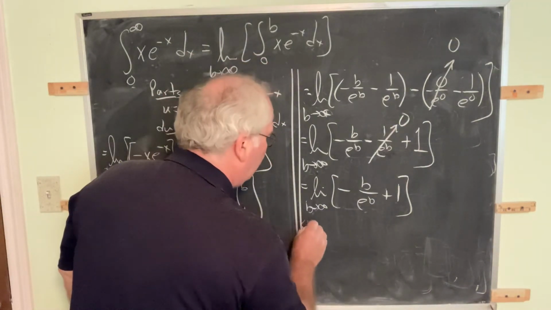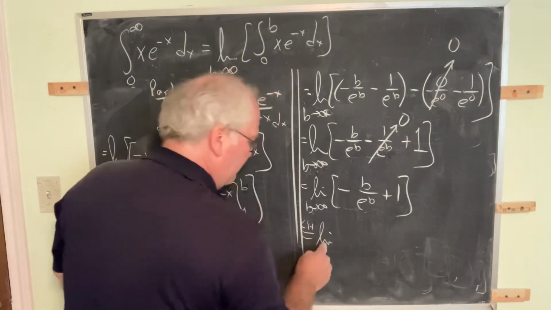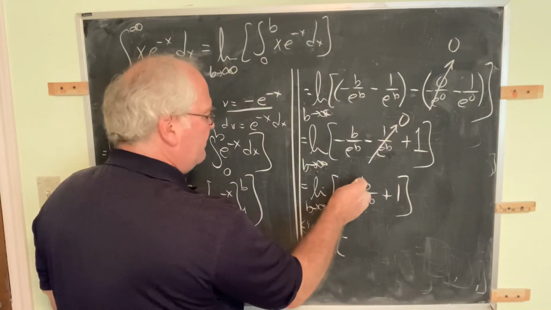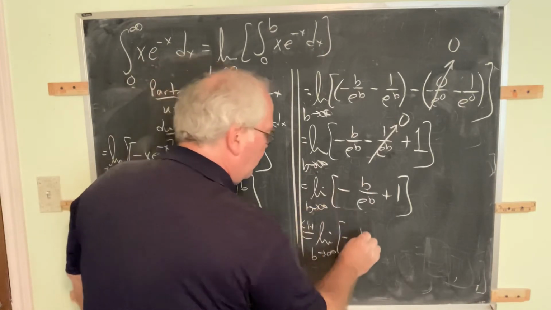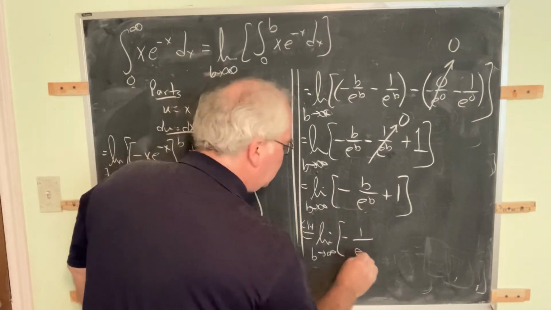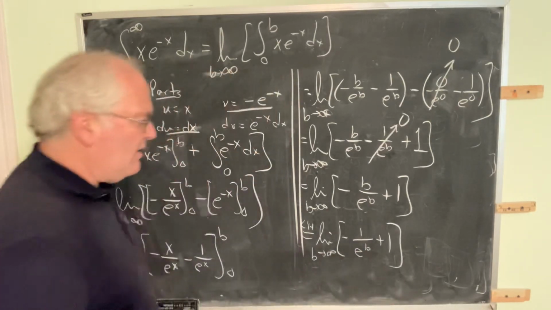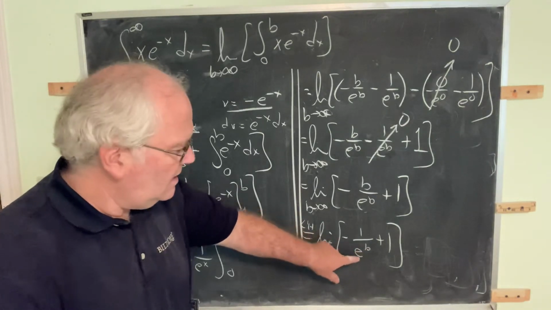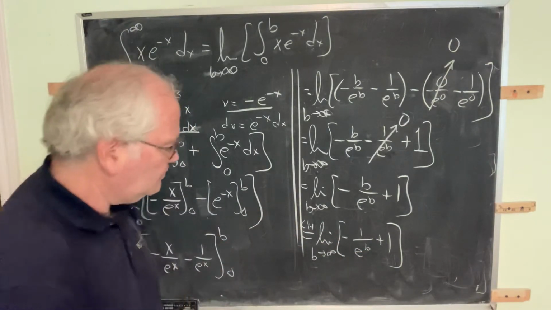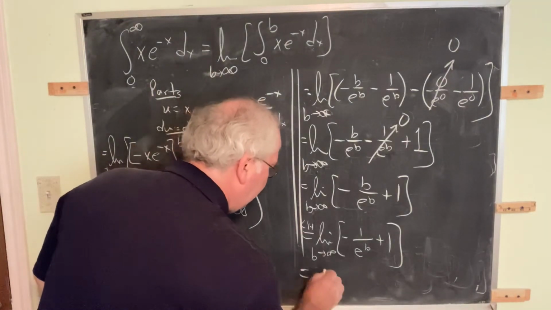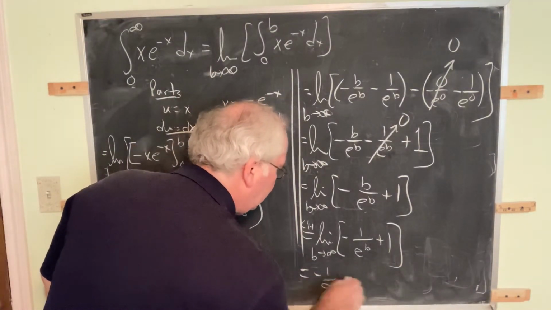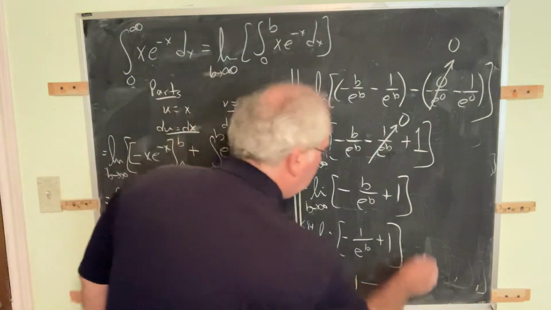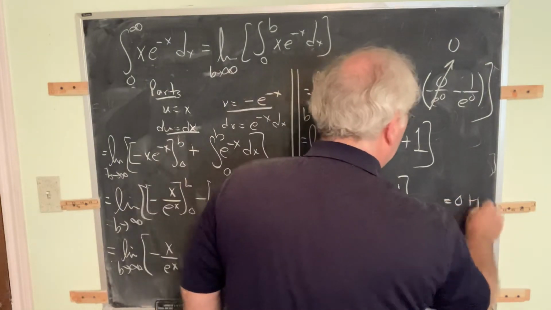So this is equal by L'Hopital's rule to the limit of negative, the derivative of b with respect to b, derivative of b is 1. The derivative of e to the b is e to the b. And now it's easy. As b goes to infinity, this is e to the infinity. E raised to the infinity power is infinity. So when we actually evaluate, this is negative 1 over infinity plus 1. 1 over infinity is 0. Which is 1.